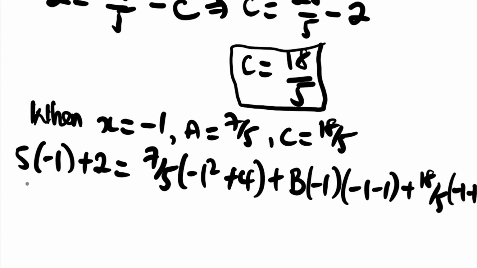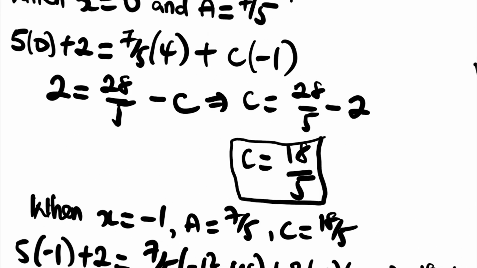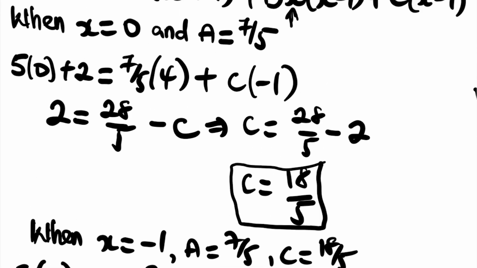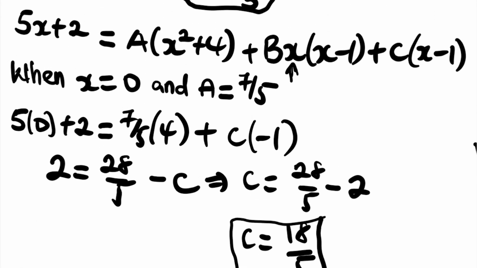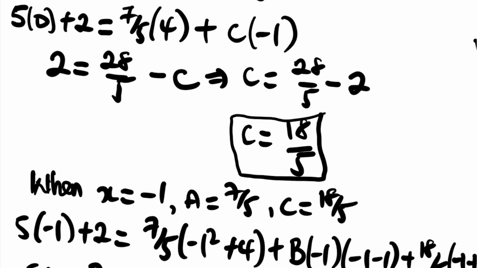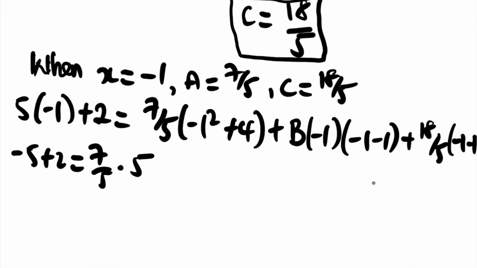Okay, so with that, this one will be negative 5 plus 2 equals 7 over 5. This is squared, that will be 1. So that will be 5 times 5. Is that what I did? Did I do the right thing over here when I was replacing this? Let me check. Is it 4? Yes, it's 4. That one is correct. Okay.